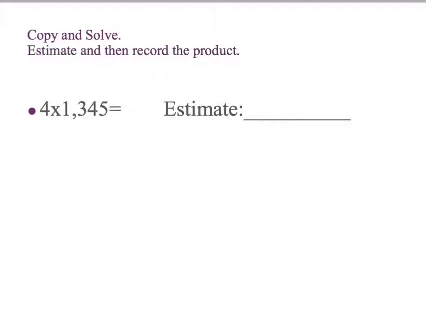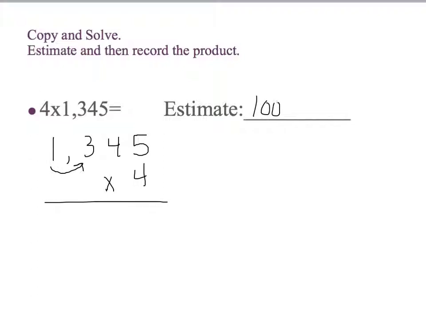All right, let's try one more together. So we're going to write it vertically first. 1,345 times 4. I'm going to estimate it first. So is it going to be 1,000 or 2,000? And it's going to be 1,000. Okay, times 4. All right. So, which is 4,000.